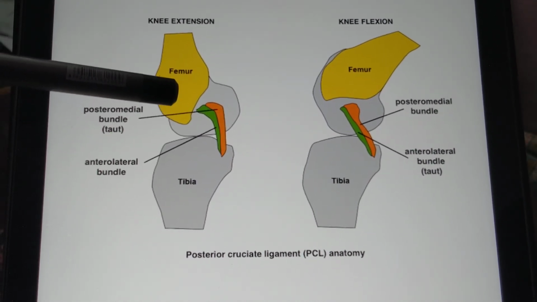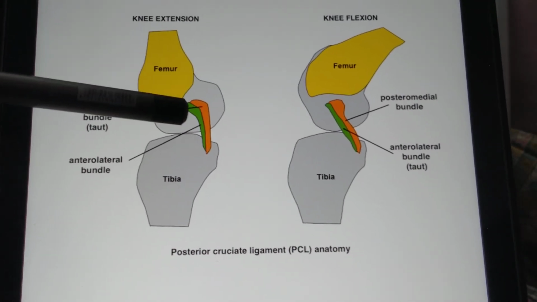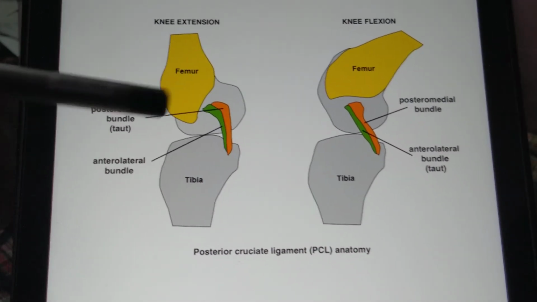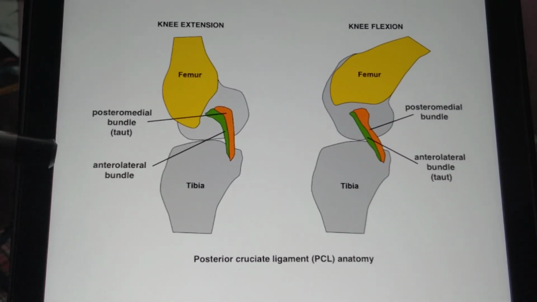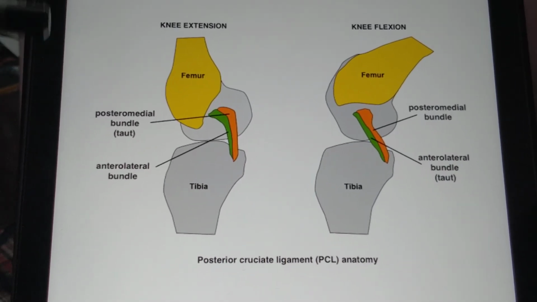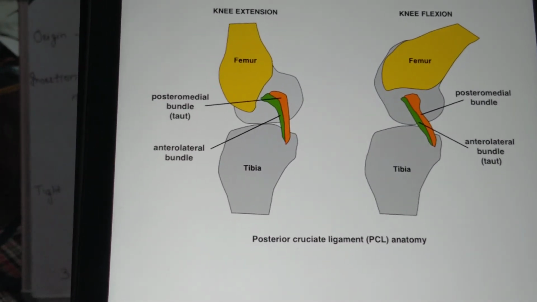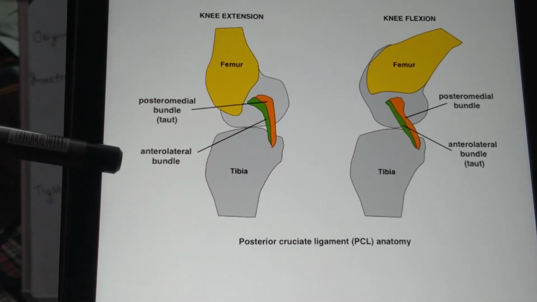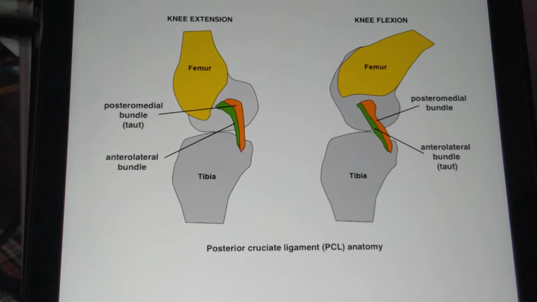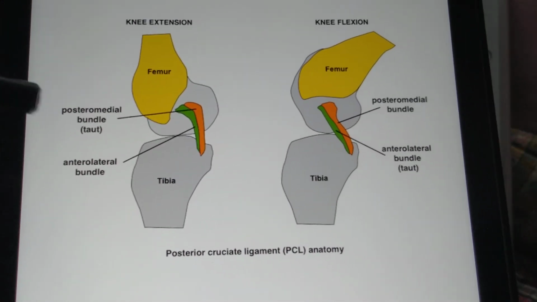As we can see here, the insertion on the femur is broad and crescent shaped. And we can also see the two bundles: the anterolateral bundle and the posteromedial bundle. In the case of the anterior cruciate ligament, it was the anteromedial and the posterolateral bundle. So why is the difference in the names? Because of the insertion over the tibia.